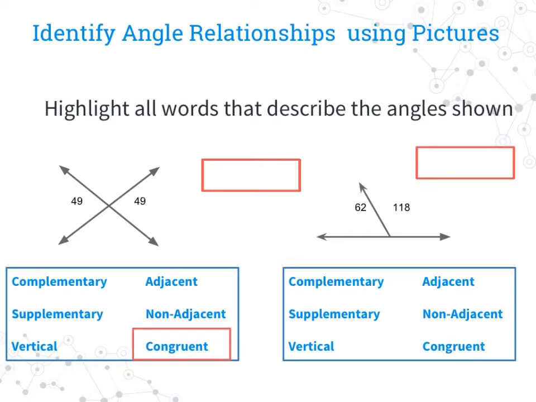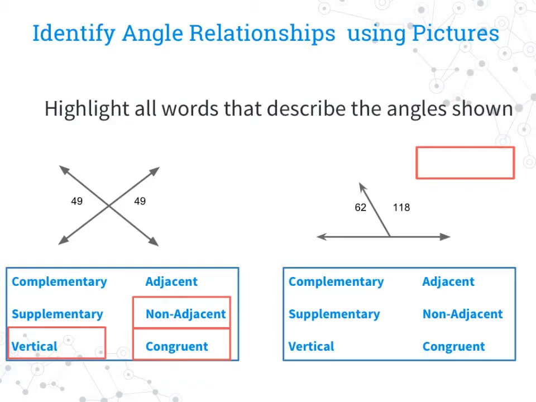That's true. They're across from each other, so that makes them vertical. So we've got that as well. All right, are they complementary? No, they don't add up to 90. Supplementary? No, they don't add up to 180. Adjacent? No, they don't share a side or a vertex, so that makes them non-adjacent. So vertical, non-adjacent, and congruent are the three things for the first one.